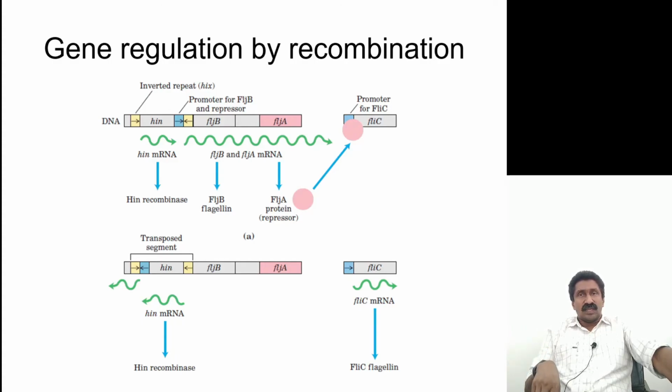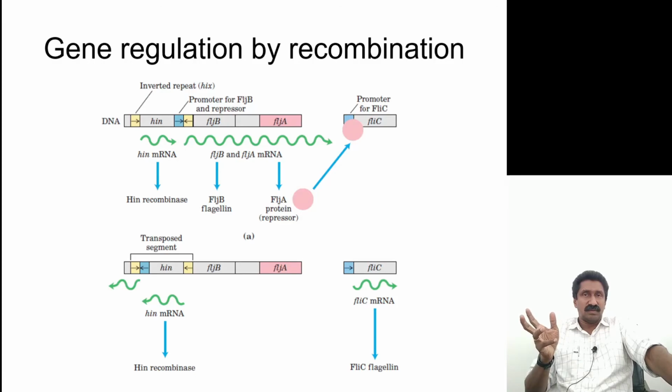Now, here is a promoter, the fljB promoter. Starting from this point, normally an mRNA can be coded for fljB and fljA, if the promoter is in the correct orientation. If the promoter is in this particular direction, it starts the transcription and the mRNA will be coded. Both fljB and fljA, that is flagellin gene B and the fljA gene, will be coded simultaneously.